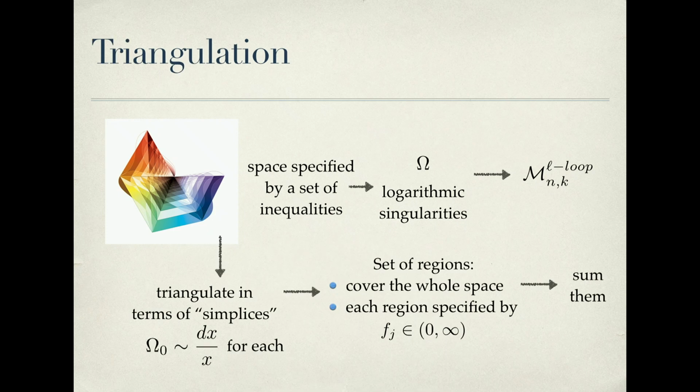Now, one thing I can do is first triangulate that space in terms of some simplices. It's like triangulating the polygon in terms of triangles. Then the form is trivial. It's just the form dx over x for all variables, like in the case of the triangle, it was just dc2 over c2, dc3 over c3. Now, the triangulation is the complicated part. The form is trivial for each piece. It's a set of regions which cover the whole space. And each region is specified by some variables which go from 0 to infinity.